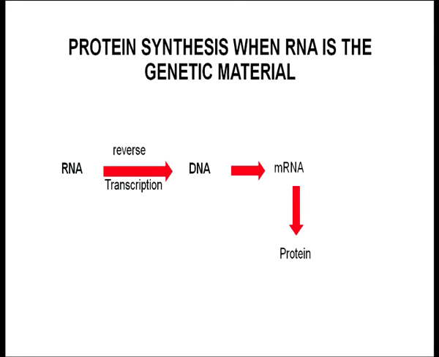What happens in case of retroviruses when RNA is the genetic material? When RNA is the genetic material, as in retroviruses such as HIV, once the virus enters the body of the cell, the RNA is changed to DNA with the help of an enzyme, reverse transcriptase, and this process is known as reverse transcription.